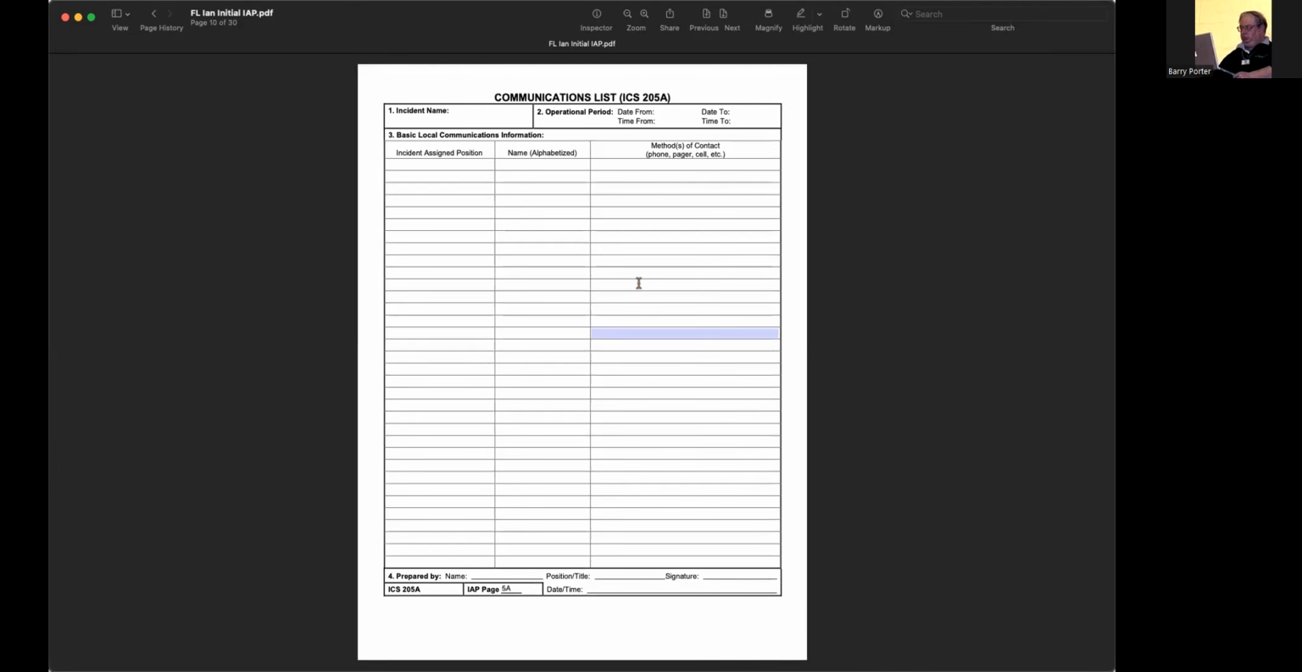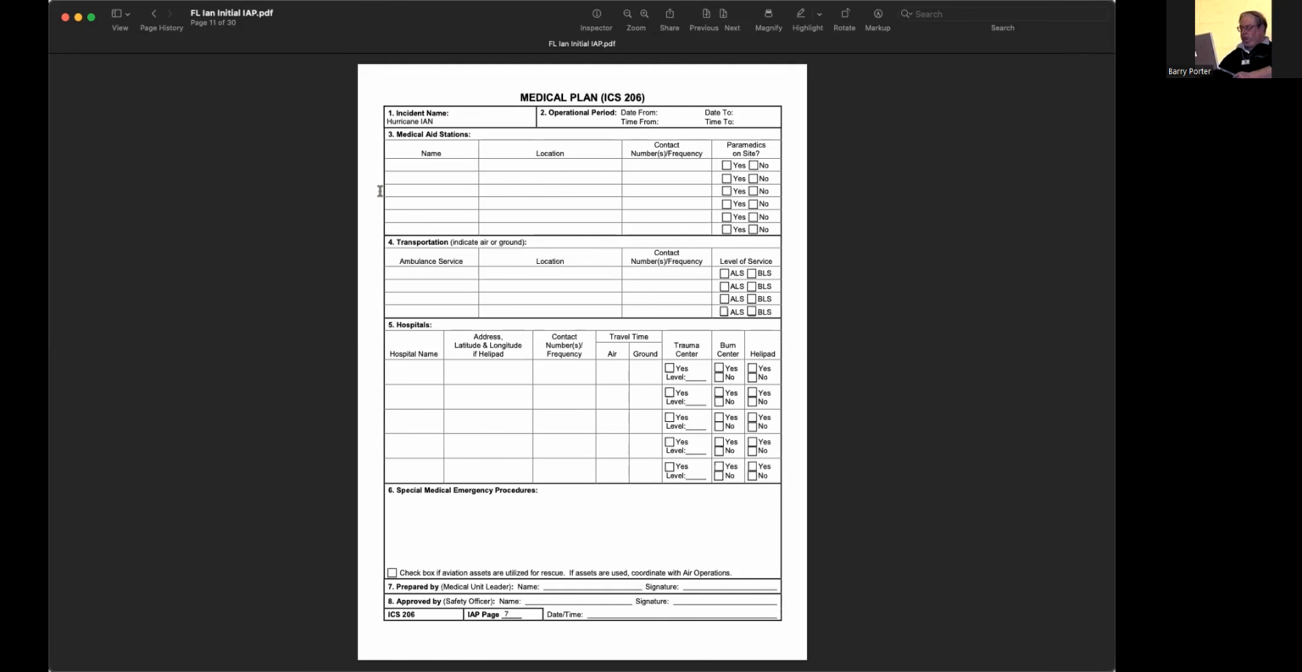And this is ICS 205A, it's 5A of the IAP, and it basically lists all the assigned positions the hams would have, their names, and their methods of contact, where they are, what their tactical call signs are, and stuff like that.